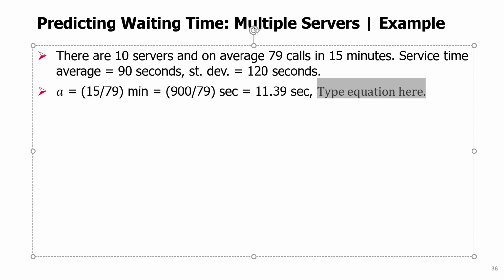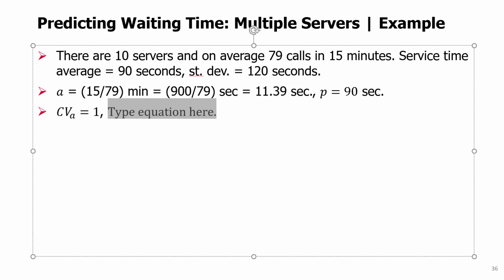I can calculate the average processing time. Actually, it is given: 90 seconds. And also, I know CV of A, the coefficient of variation for inter-arrival times, is still 1, assuming exponential inter-arrival times. And CV of P, as before, is 120 over 90, the given standard deviation over the given mean of service time. That will be 1.333 if we use 3 digits after the comma.